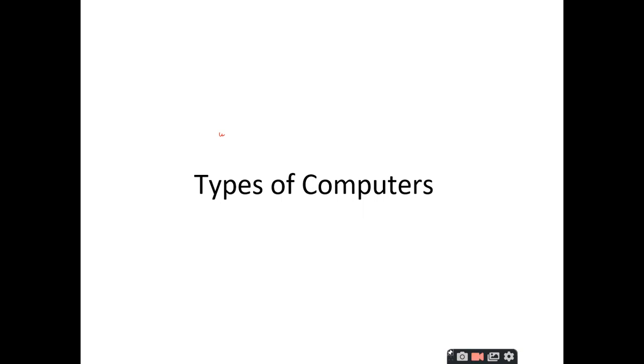In today's class, as I told, we are going to discuss the various types of computers. We will come across these types of computers in our daily life, but we should have some idea for what purpose these computers are being used, right? And the classification of these computers is based upon the computing capability.